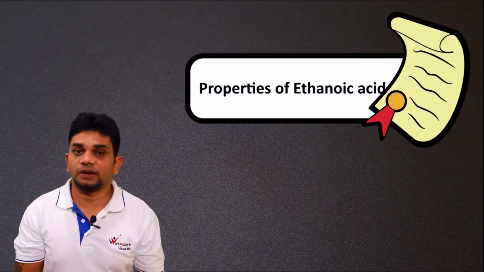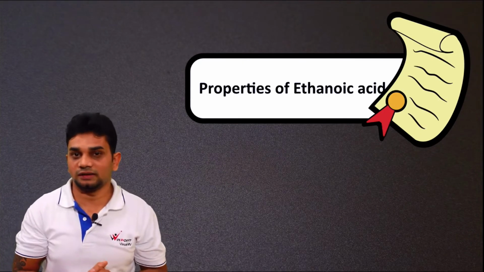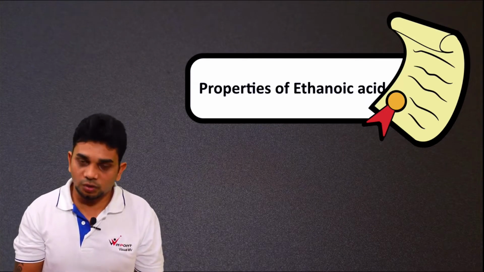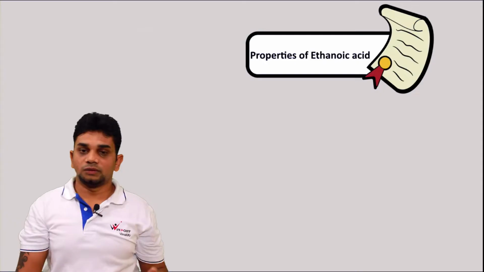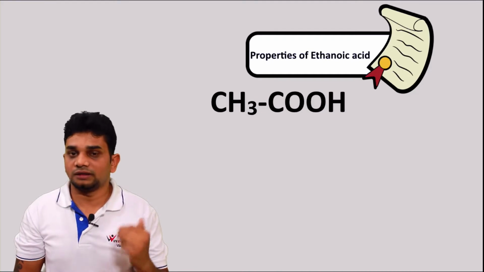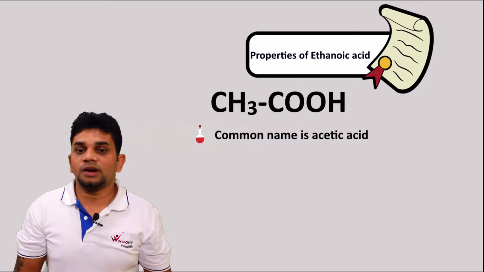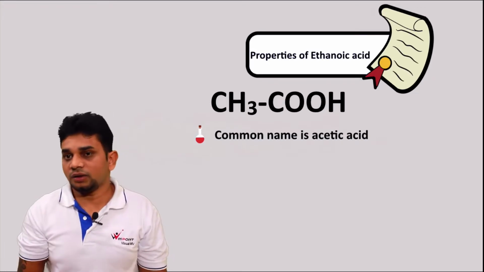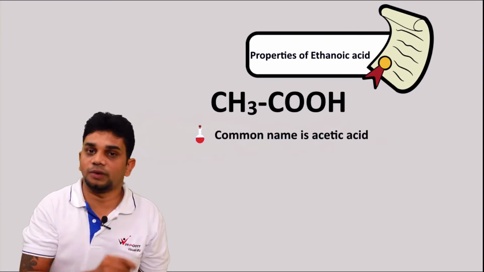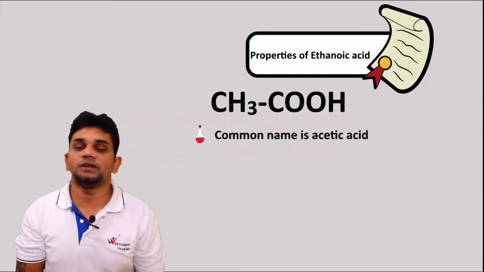Properties of ethanoic acid. Ethanoic acid is CH3COOH, carboxylic acid, right? First we can discuss the physical properties, then we can discuss the reactions. The formula of ethanoic acid is CH3COOH, 2 carbon and there is a carboxylic group, so it will be ethanoic acid. Common name is acetic acid. Ethanoic acid is the IUPAC name, International Union of Pure and Applied Chemistry. Its common name is acetic acid. What is the use of this acetic acid?